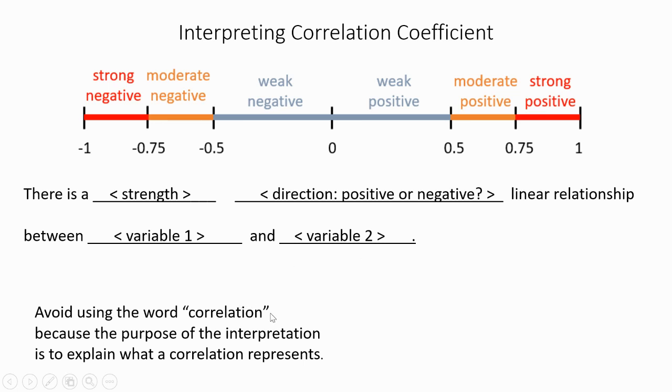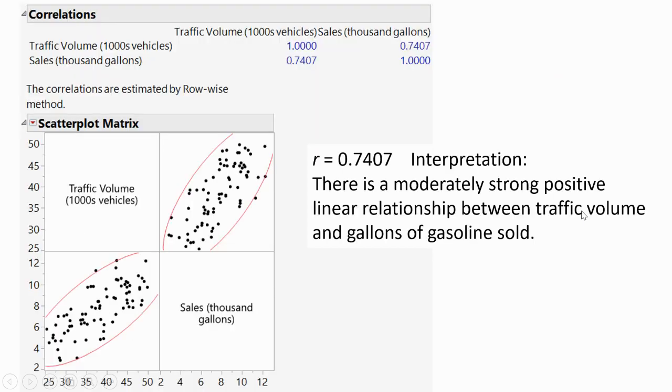Right? Now notice I avoided using the word correlation in my interpretation because the point is to help explain what this correlation represents to someone who may not be familiar with statistics. So if we were to use the word correlation in our interpretation, it would be like a circular definition. So stay away from that. So we'll talk about the strength and the direction of the linear relationship. Or you could say linear association. That would be all right as well.